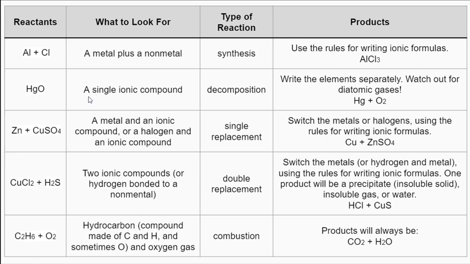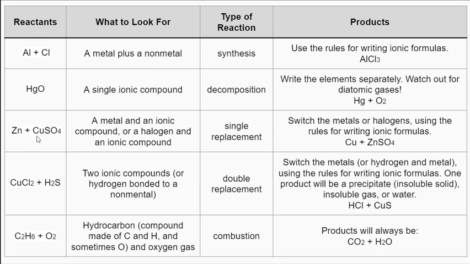If you find a single ionic compound, for example, we have mercury here bonded to oxygen. Mercury is a transition metal. Oxygen is a nonmetal, so this is going to be an ionic compound. You can assume that you're going to be asked to write a decomposition reaction. In this case, you'll just write the elements separately, because remember that decomposition is just breaking apart into its individual elements. Just make sure that you watch out for those diatomic gases or diatomic free elements, and we will look at those in a moment.